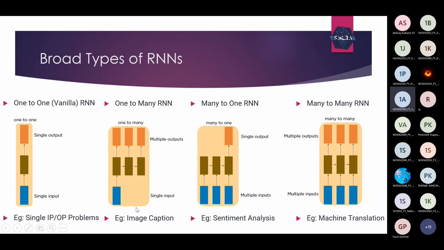Then if you have image captioning, your input would be an image and your output would be a sequence of words. So that is why it is one-to-many. If it is sentiment analysis, then your input would be a sequence of words and your output would be a single word, like happy, sad, or maybe confused. So that's why it's many-to-one. Similarly, in machine translation, if you are translating word to word, that's why it's many-to-many.